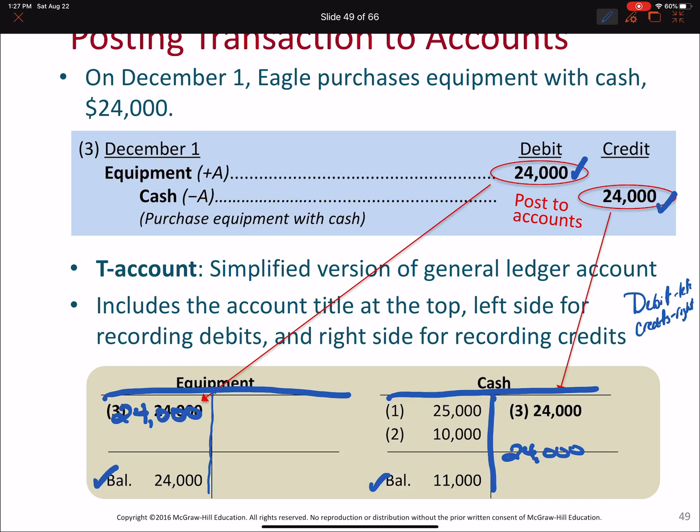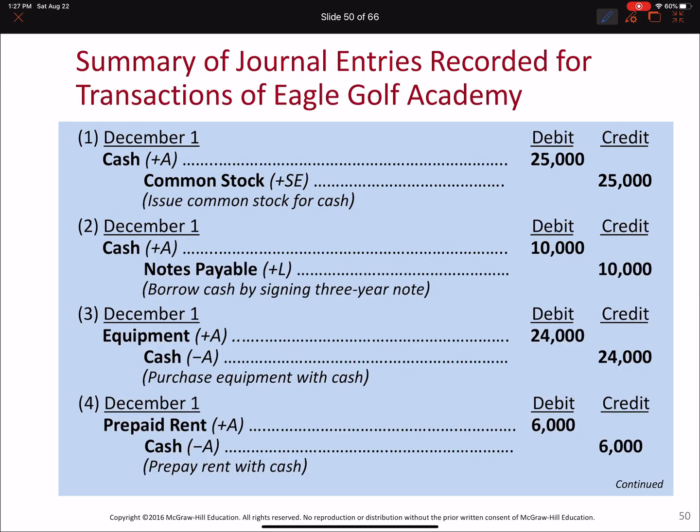Because it had two other postings. So it had a debit of $25,000, debit of $10,000, credit of $24,000. We sum that up and we end up with a debit balance of $11,000, right? If we'd overdrawn our checking account, we could have ended up with a credit balance, but we didn't, right?